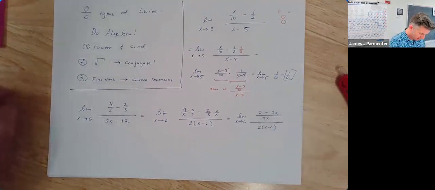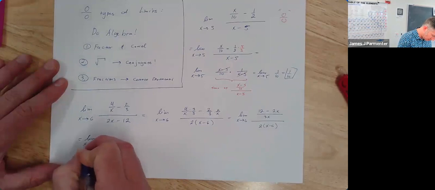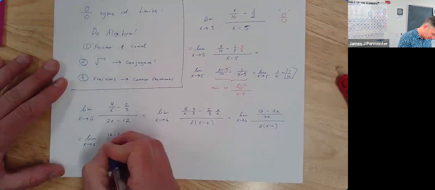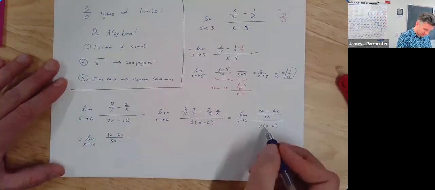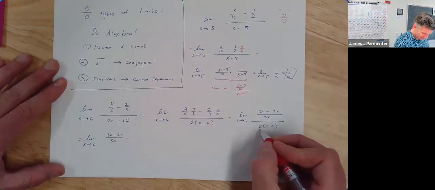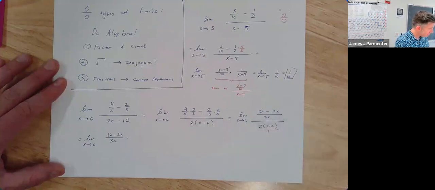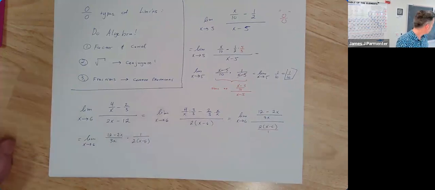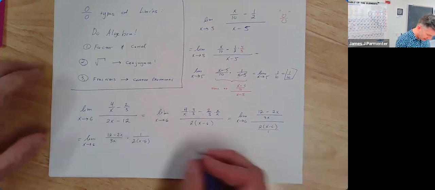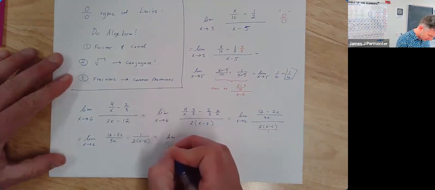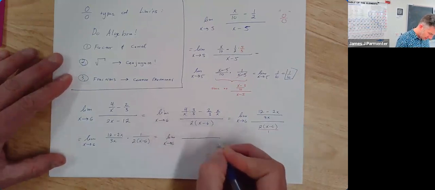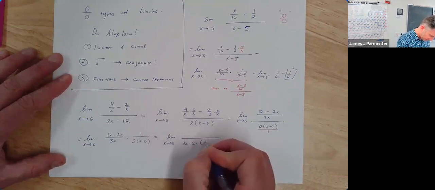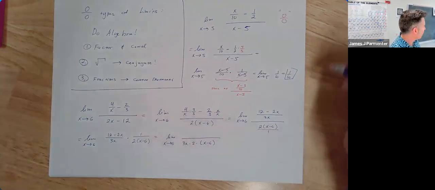It really does. I just want to point out that you can do this in a few steps if you really want to. I can write this as 12 minus 2x over 3x times the reciprocal of 2 times x minus 6 over 1, which is 1 over 2 times x minus 6. And then we can just write this as one fraction. Limit as x approaches 6 of, on the bottom, I'm just going to have 3x times 2 times x minus 6. And what would be smart to factor out from the top?